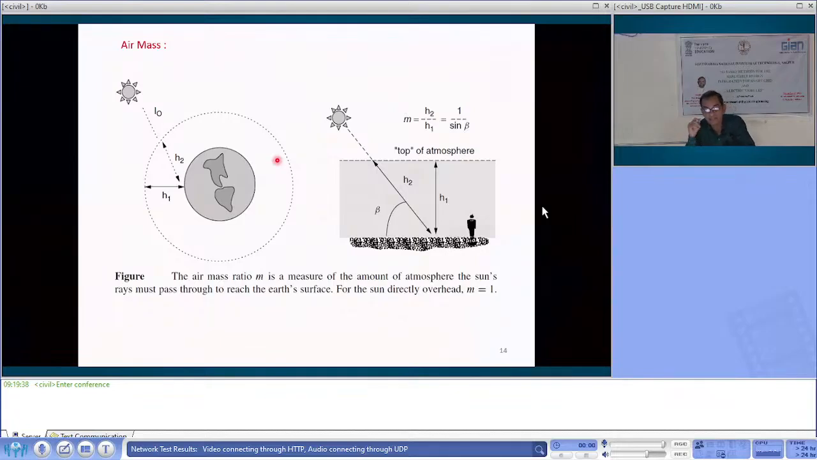Now air mass is another definition, which is given by this formula. When this angle beta, which is measured from the ground, reaches 90 degrees, it means the sun is overhead, at zenith, at 12 o'clock. So beta equals 90, so sin of 90 you have to put, and that will give the value m equal to 1. Here they have mentioned that for the sun directly overhead, m will be 1. The standard test condition is again at 1.5.